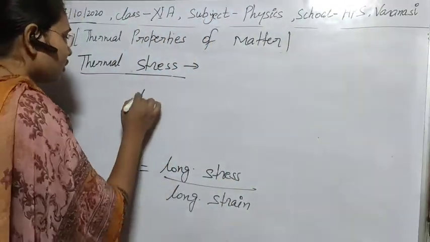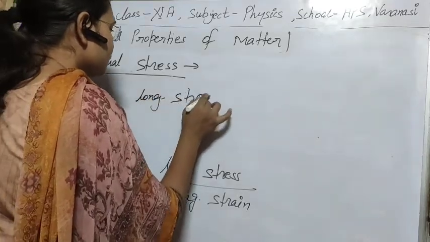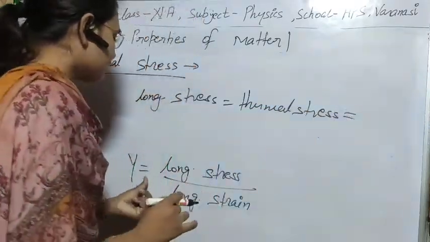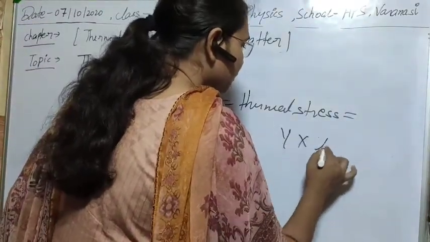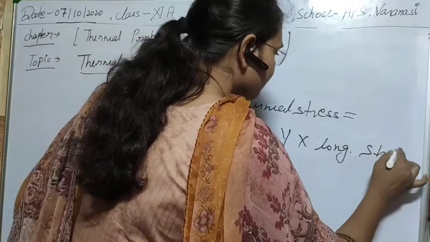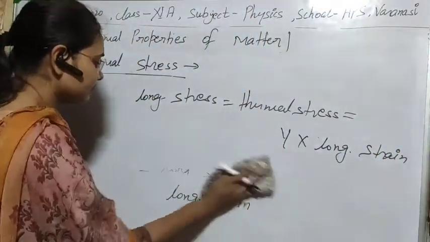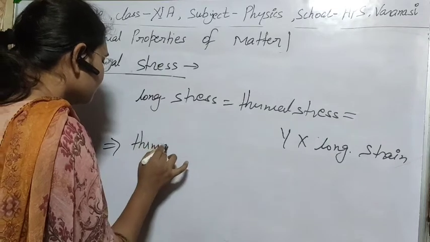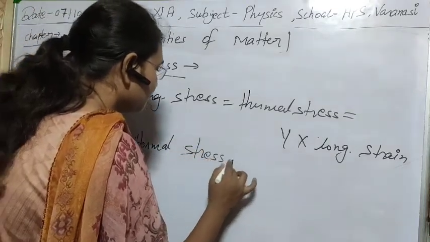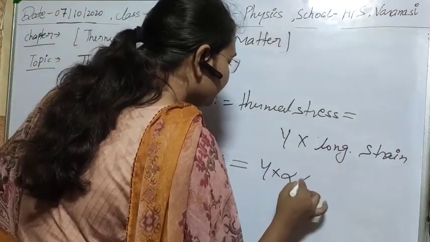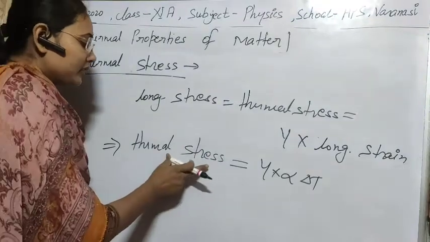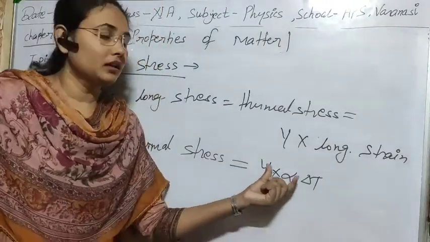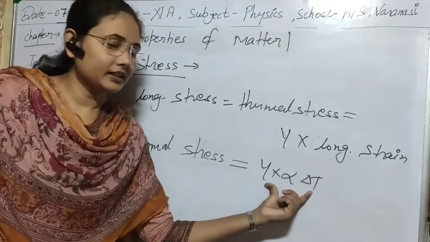So the value of longitudinal stress, or thermal stress, will be equal to Y into longitudinal strain, and we have the value of longitudinal strain, which is alpha delta T. So we can easily calculate the thermal stress applied on any solid material for the change in length, and that will be equal to Y alpha delta T.